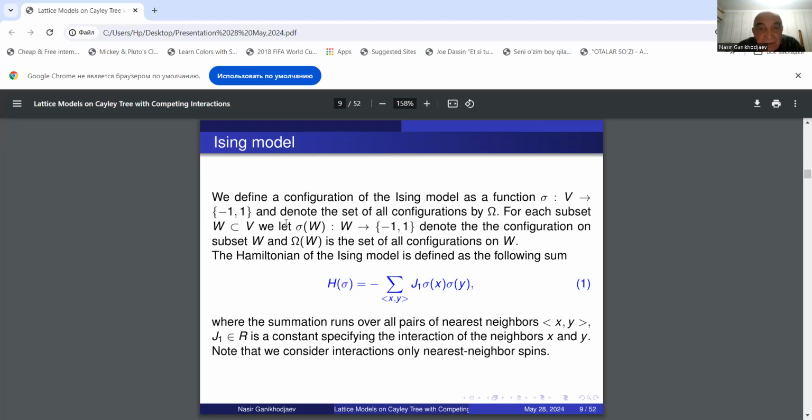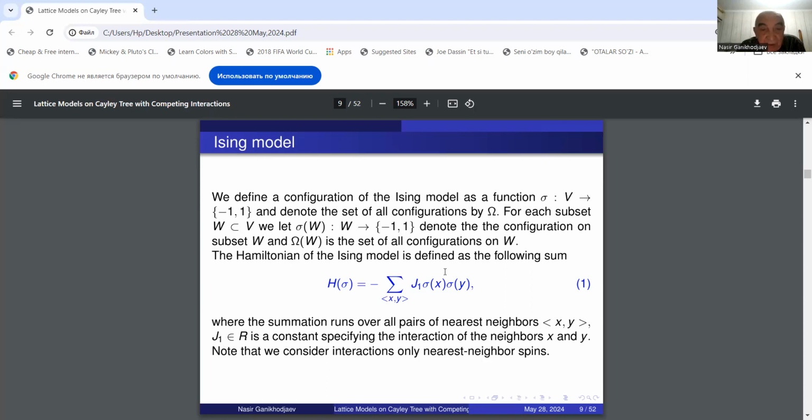And denote the set of all configurations by omega. For each finite subset W, we consider configurations on this set, and omega W is the set of all configurations on W, and sigma itself is the set of all configurations on V.